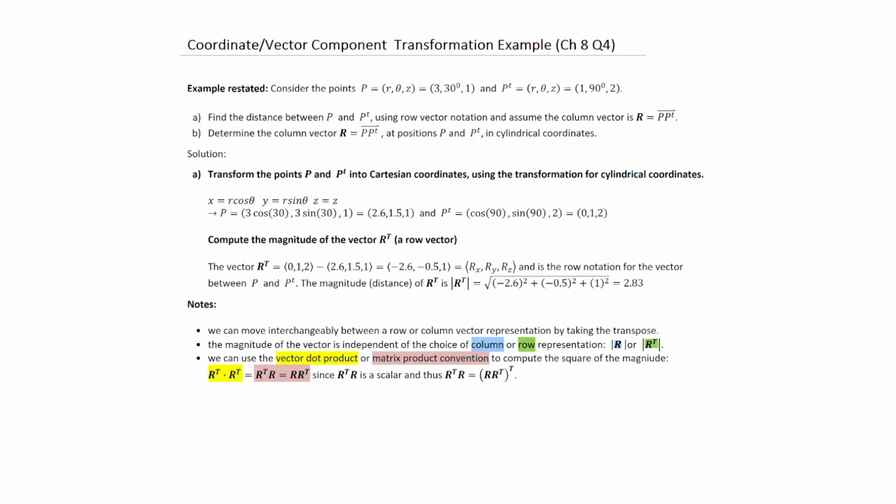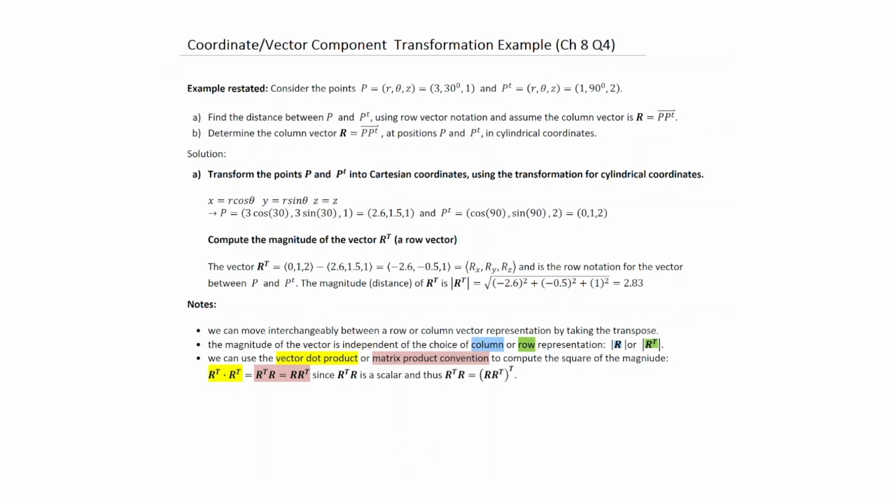Then compute the magnitude of the vector r of t, a row vector. These are already in row vector form. So the vector r of t would be 0, 1, 2 minus 2.6, 1.5, and 1. That's the difference between those two vectors that we've chosen. So this is RT, and if you do that, you get this value, which has an RX, RY, and RZ component. The magnitude you can compute, it's just the norm, and that turns out to be 2.83.